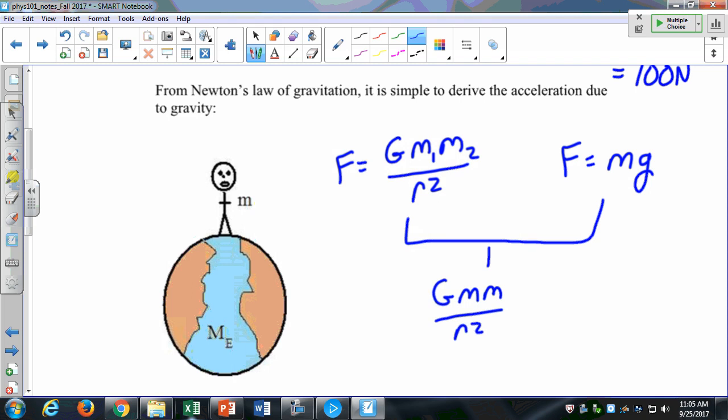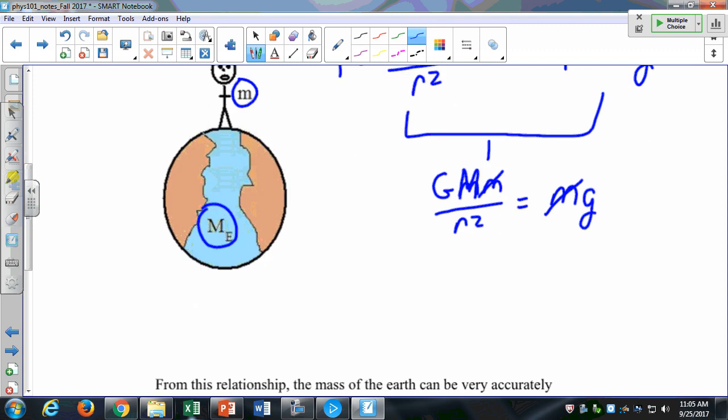Actually, I'm going to make one of these a big M and one of them a little m. So the big M would be the mass of the Earth, and the little m would be the mass of the person or whatever the object is. And then this is going to equal M times G. So here my masses cancel out, and I get this nice expression for the acceleration due to gravity. It's another way that we can measure this: GM over r squared.